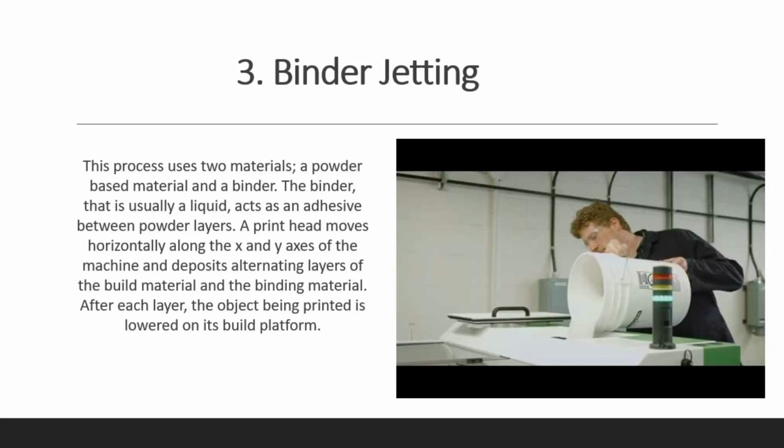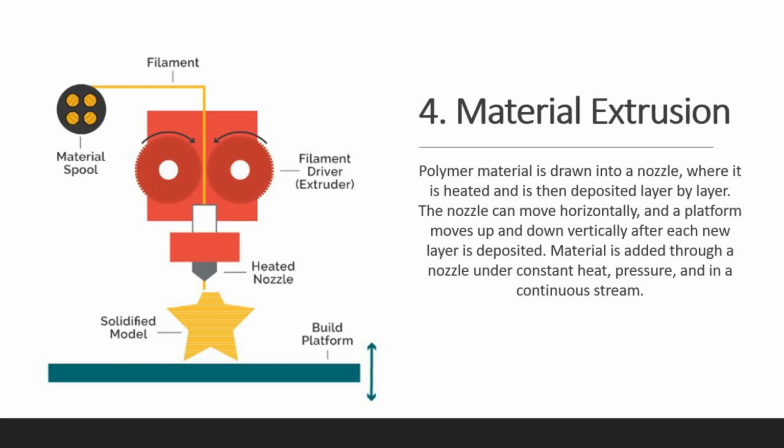Binder jetting deposits a binding adhesive agent onto a thin layer of powdered base material. As each layer is built, a new layer of powdered material is laid down and the binding agent is deposited only where desired. Material extrusion is the most common method of additive manufacturing. It is also known as fused filament fabrication.